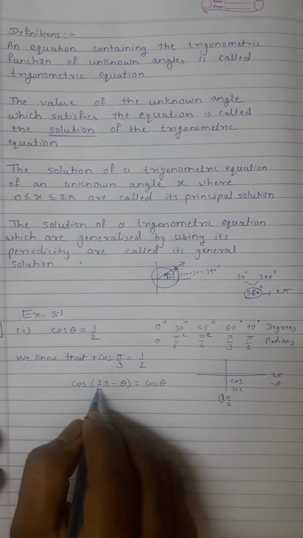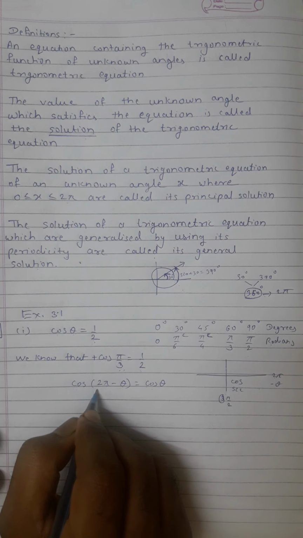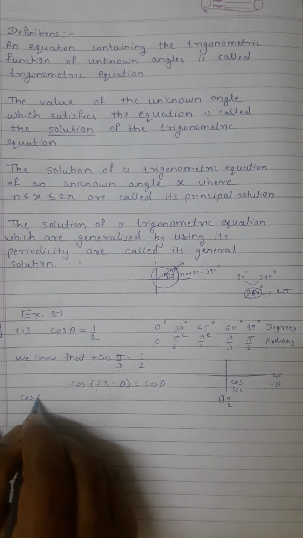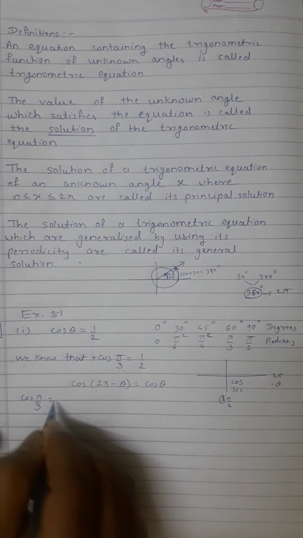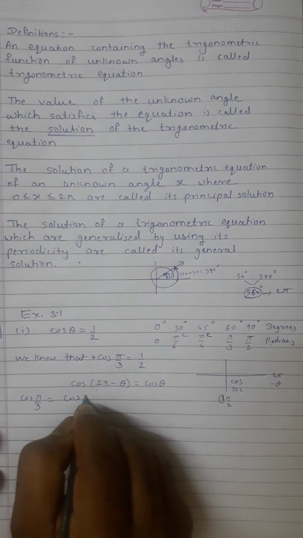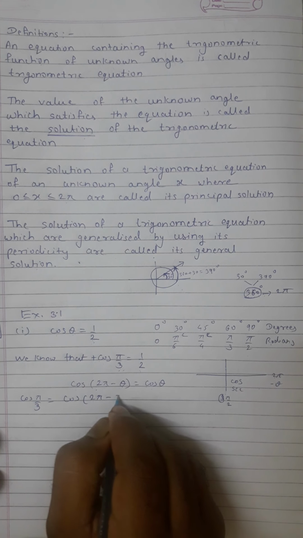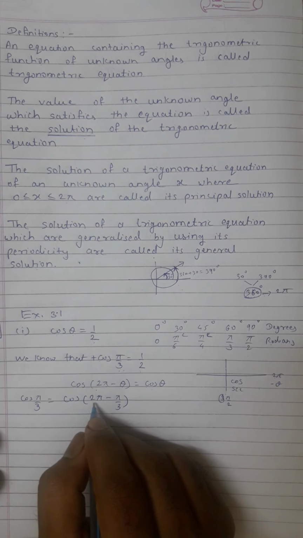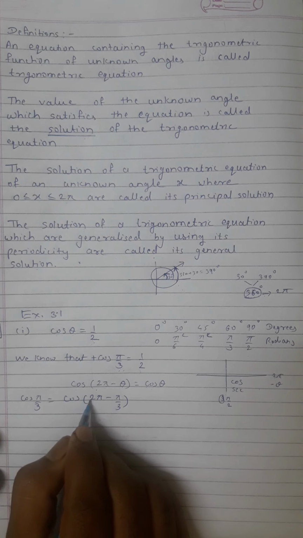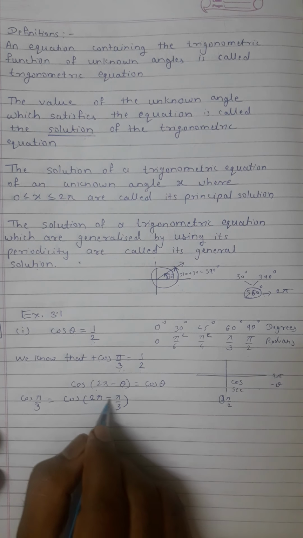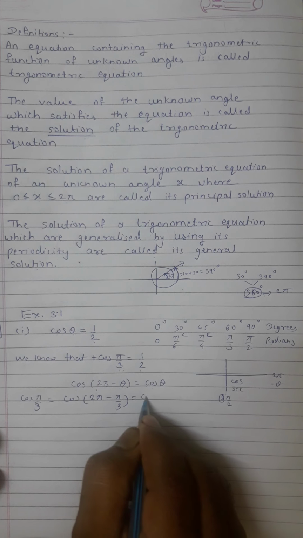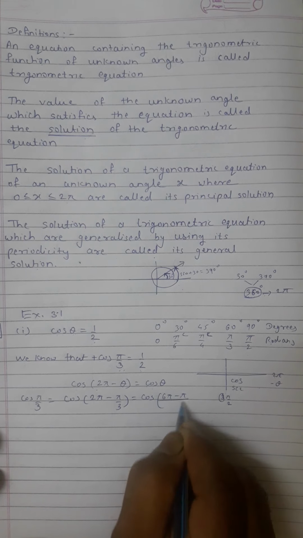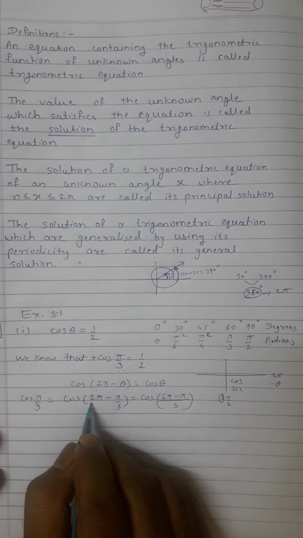So by using this allied angle we can write cos pi by 3 is equal to cos of 2 pi minus pi by 3. Now we will simplify this. 3 into 2 is 6 pi minus pi, upon 3. This is by equalizing the denominator.